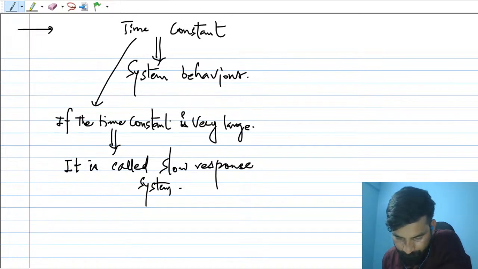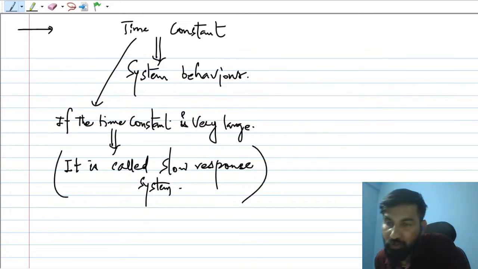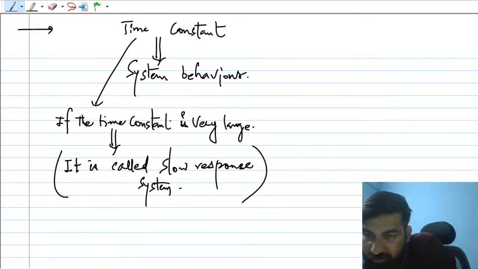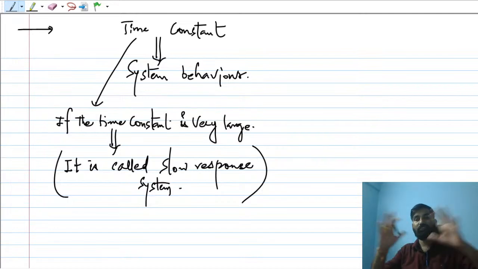Because it takes last time to reach the steady state. Why do we call it slow response system? Because it will take last time. The zeros only contribute in magnitude of the system response. It is not going to affect the system response and all.